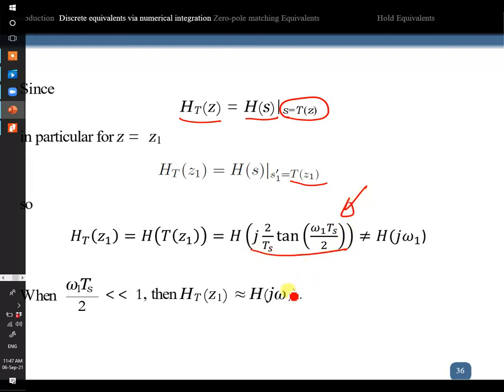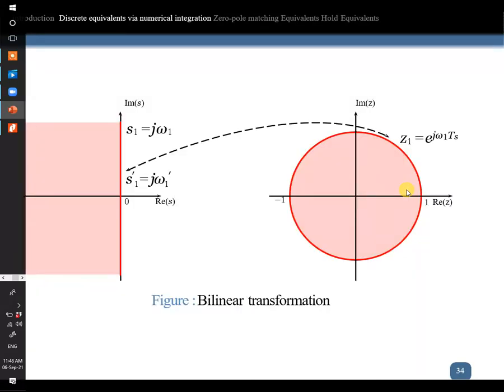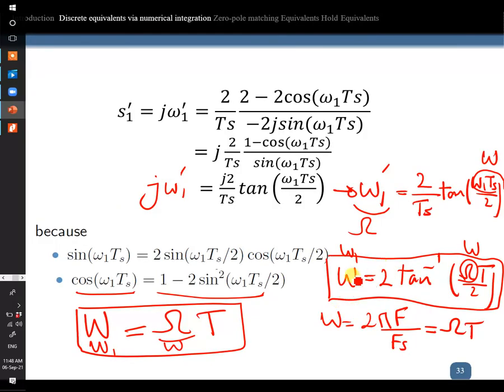This is the testing rule, another method to change the s domain to the z domain by substituting s with this formula: s = (2/Ts) tangent(omega1 Ts / 2). This is not equal to H(j omega1), because the linear part is preserved but we put in the non-linear part. If you see in the previous slide, it was omega1; here it is equal to tangent of omega Ts divided by 2.